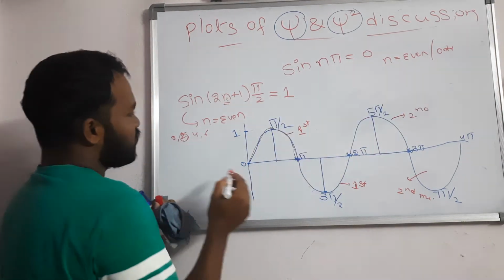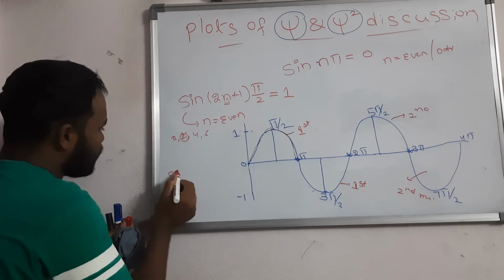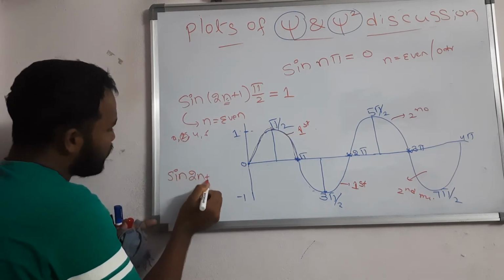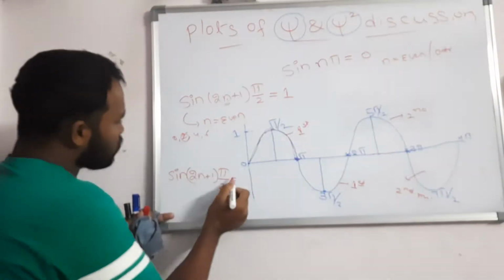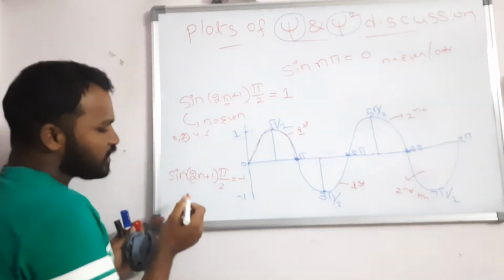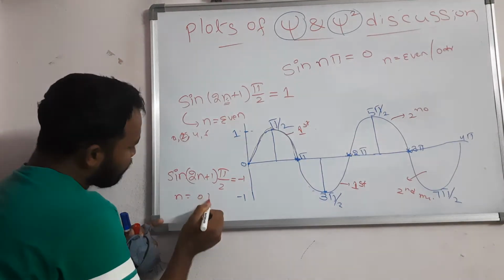The next condition is that sin of (2n plus 1) into pi by 2 is equal to minus 1, when n is an odd number.